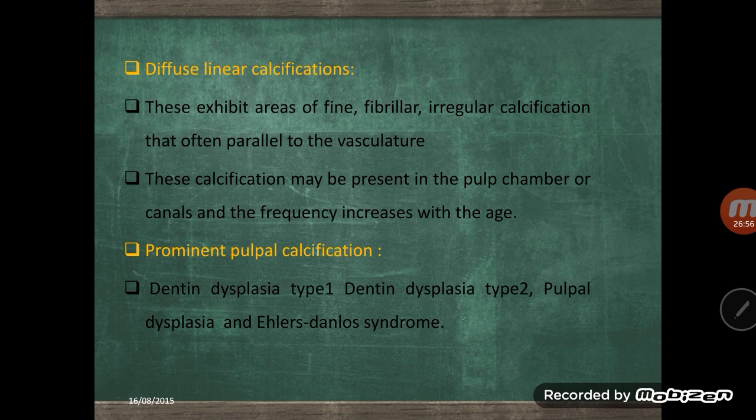This is very important. Where are pulp stones seen? Pulp stones are seen particularly in dentin dysplasia type 1, in type 2 too, and in pulpal dysplasia too, and multiple pulp stones are seen in the case of Rubber man. Multiple pulp stones. This is a very, very important MCQ.